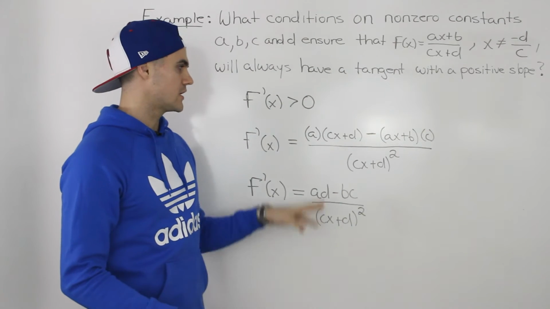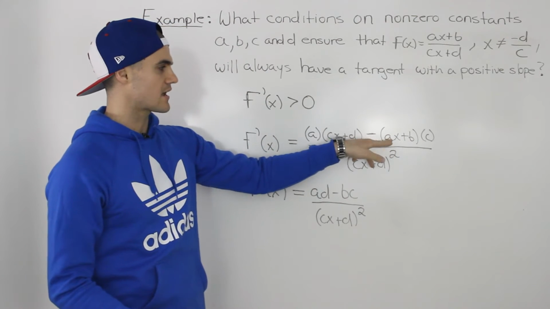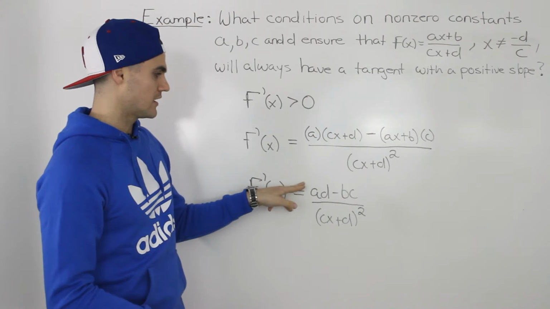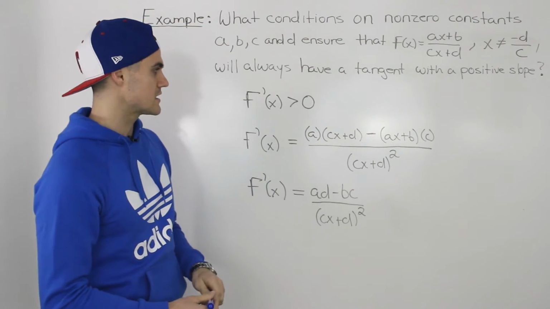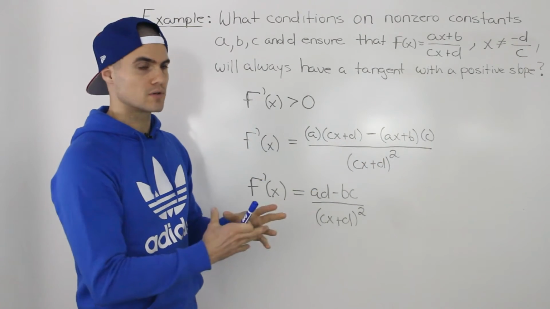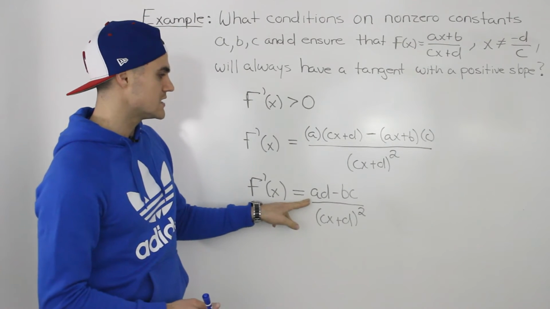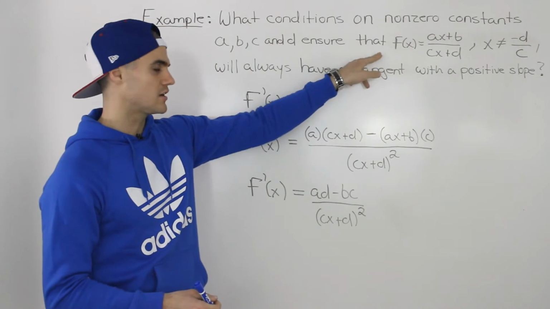Then if we distribute that a inside the first bracket and the c inside the second bracket, along with the negative, we would end up with a simplified numerator of ad minus bc, because the acx terms cancel out. So this is our simplified derivative of this function: (ad - bc) over (cx + d) squared.